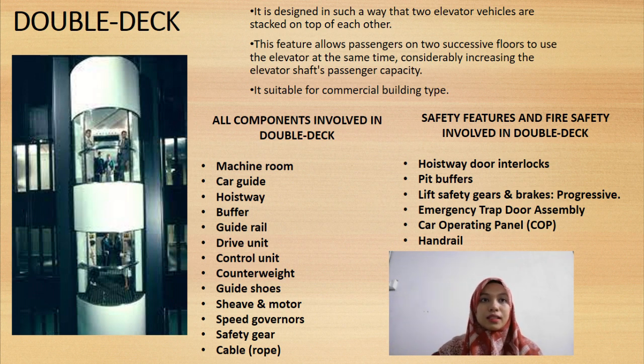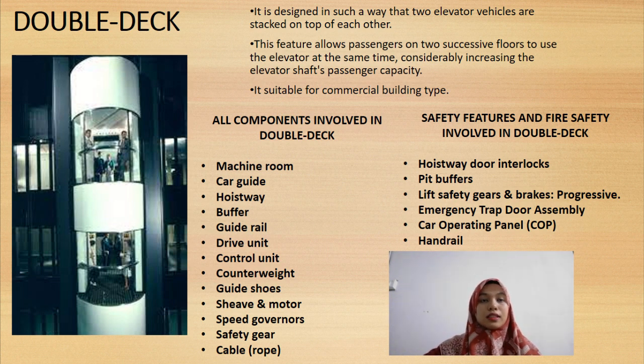These are the components involved in the double deck: machine room, car, guide, hoistway, which has an automatic door, buffer, guide rail, drive unit, control unit, counterweight, guide shoes, shaft and motor, speed governors, safety gear, and cable or rope.